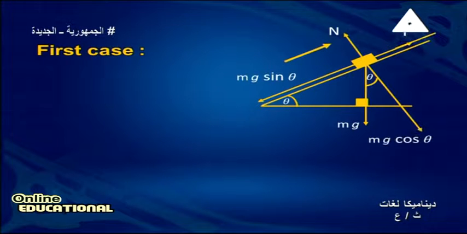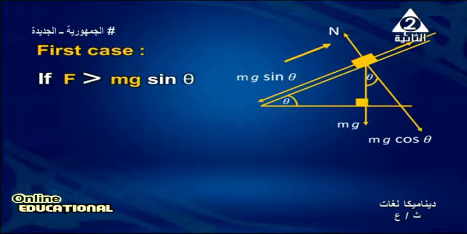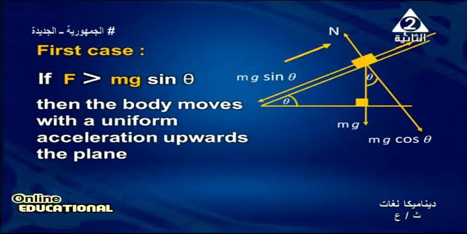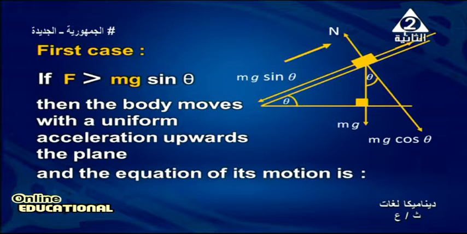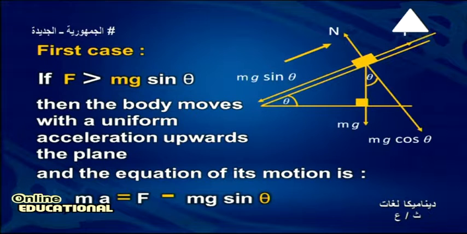The first case: if the magnitude of F is bigger than mg sine theta, the component of the weight in the direction of the plane downwards. In this case, the body moves with a uniform acceleration upwards the plane, and the equation of its motion is ma equals F minus mg sine theta, according to Newton's second law.